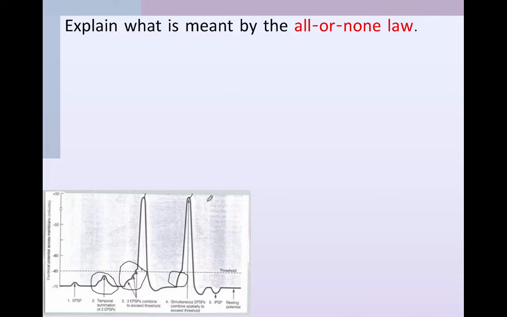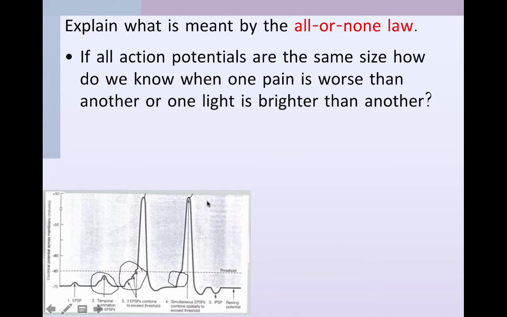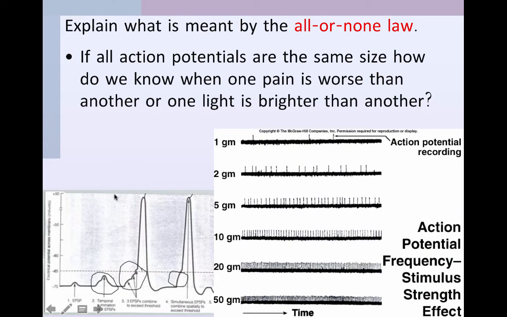No threshold, no action potential. Threshold, we just get a full and complete action potential. So a question might be, if all the action potentials are the same size, how in the world do we know when one stimulus is stronger than another stimulus? How do we know one light's brighter than another light? How do we know one pain hurts more than another pain? And the answer is that the intensity of the stimulus is coded in action potential frequency, not size.